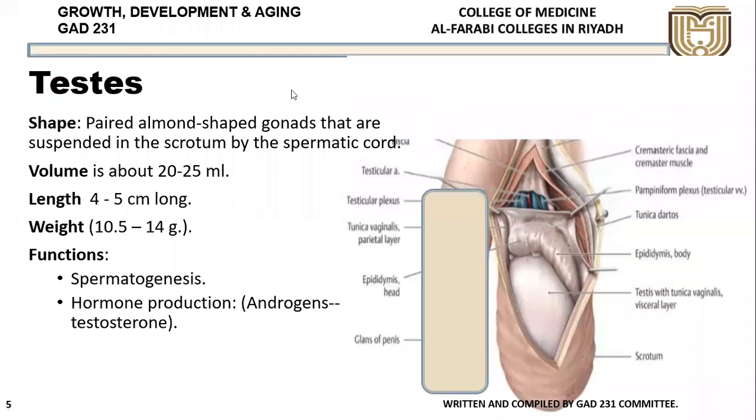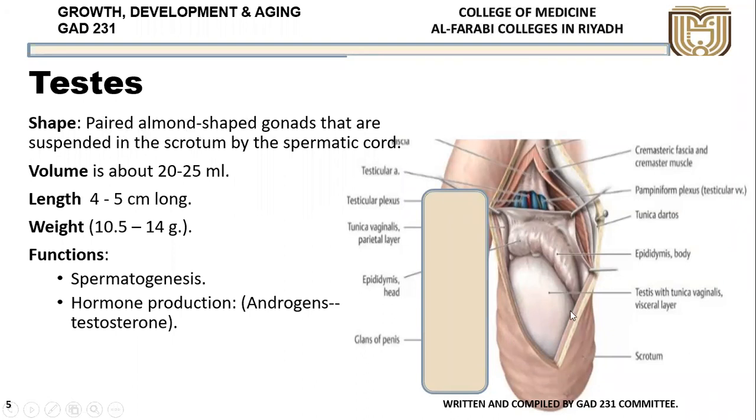Now coming to the testis. So here you can see this is the testis within a bag. This is called the scrotum. Skinny bag, that is called a scrotum. So these are in pairs. They are paired because they are both on the right and left side. They are almond shaped glands or oval shaped gonads. Okay, so they are called gonads, male and female gonads, that are suspended in the scrotum by the spermatic cord. So these testes are suspended in the scrotum.